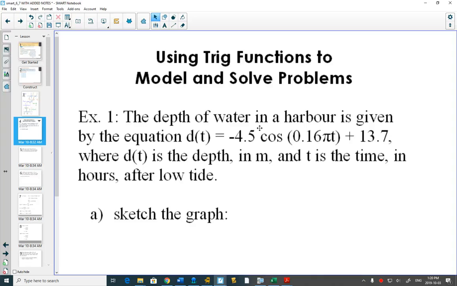What we developed in the second part of this unit, in the last two chapters, was how the graphs of sine and cosine look and how you can do all the transformations with them.